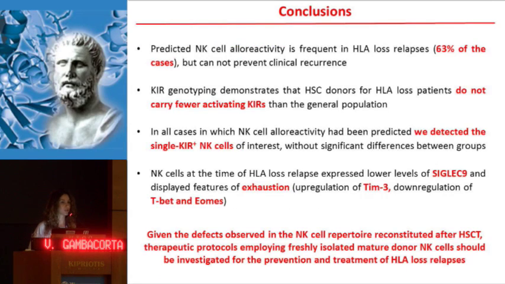In conclusion, I showed you that even though NK cells of HLA loss patients are alloreactive at the time of transplantation, this was not enough to prevent clinical relapses. This defective immunosurveillance cannot be due to the lack of activating KIR genes or single KIR positive NK cells, but might be related to functional exhaustion. Our results suggest that the NK cell repertoire circulating in HLA loss relapses is largely defective. As a solution, we propose that therapeutic protocols employing freshly isolated mature donor NK cells should be tested for the prevention and treatment of HLA loss relapses.